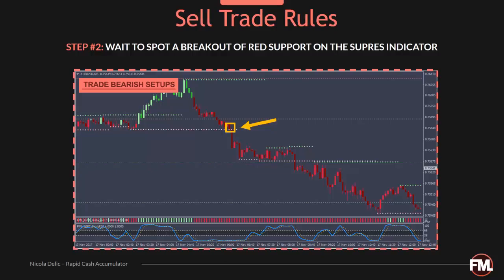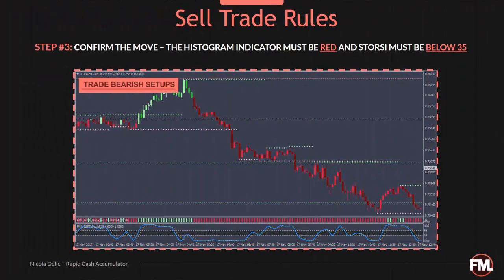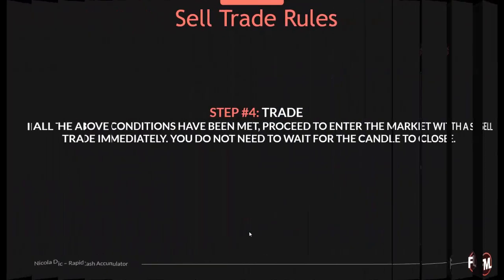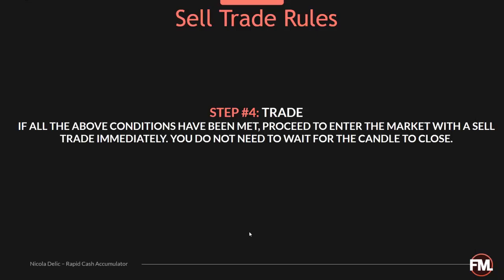Again, we need to confirm everything, and that's why we have that step 3, confirm the move. The histogram indicator in this case must be red, and stochastic RSI must be below 35. So just the opposite of the things we had for the buy trade. So here we can see that the first indicator is red, and the stochastic RSI is below 35. So below this lower level. For trade, it's all the same. If all the above conditions have been met, proceed to enter the market with a sell trade immediately. You don't need to wait for the candle to close.